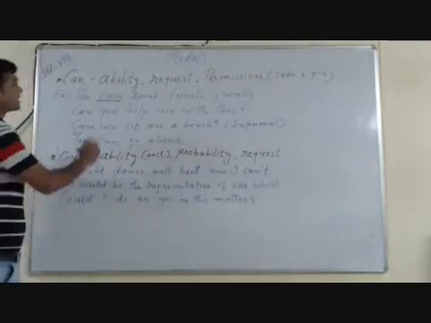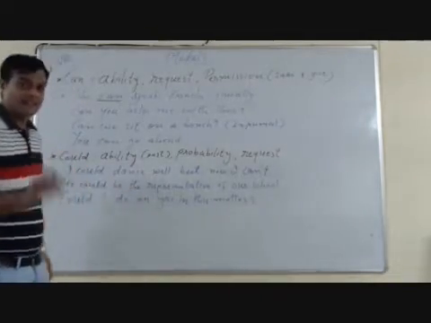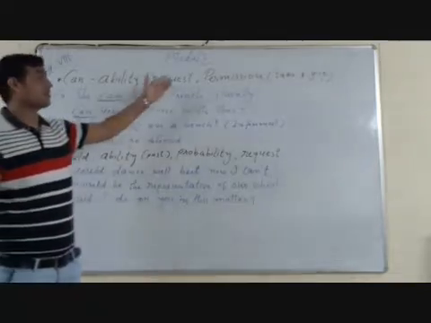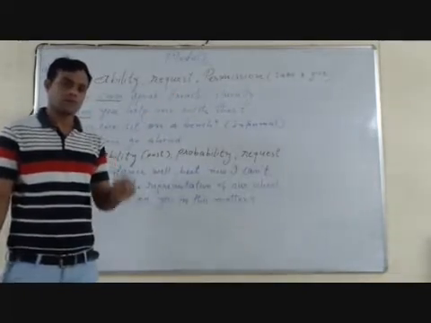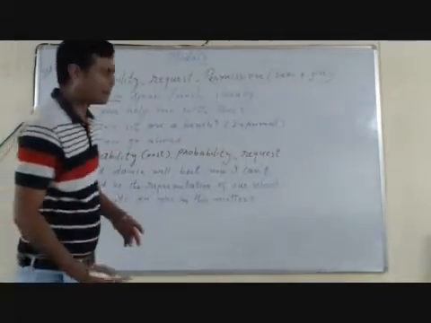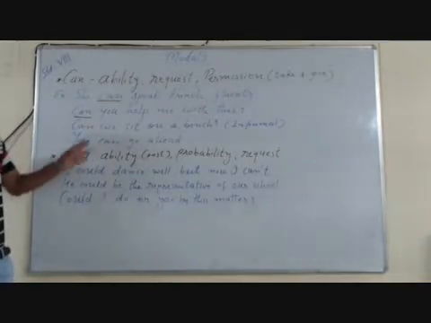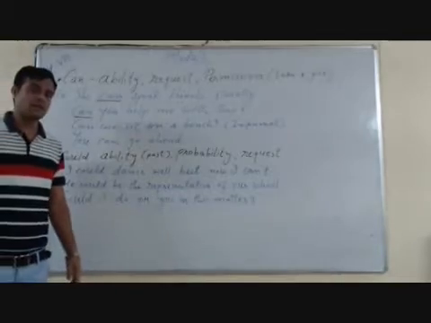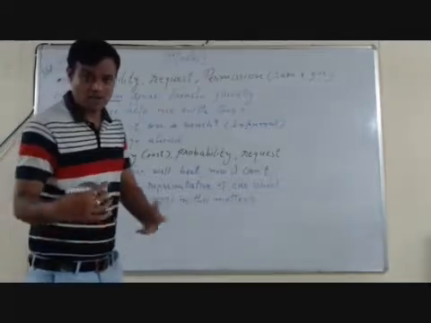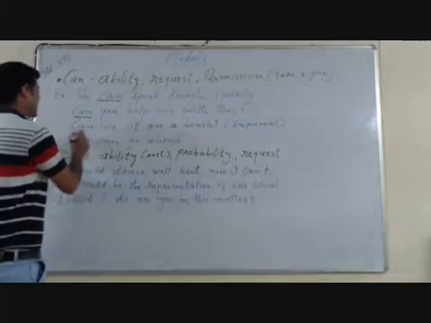Second sentence, can you help me with this? In this sentence, can is used to make a request. It is a request, and for making a request we have used can here. Another example, can we sit on a bench? It shows that we have asked for permission. For asking permission, we have used can.